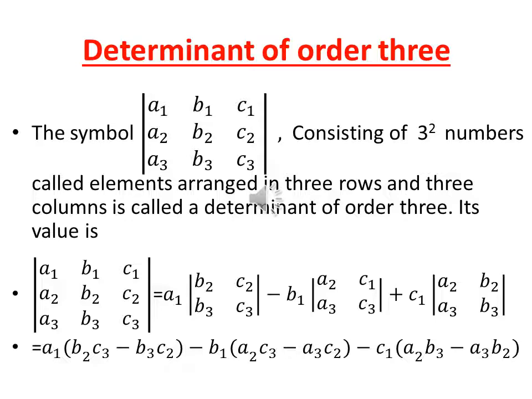First row is A1, B1, C1. Second row is A2, B2, C2. Third row is A3, B3, C3. What's A1? Coefficient of x. What's B1? Coefficient of y. What's C1? Right hand side.